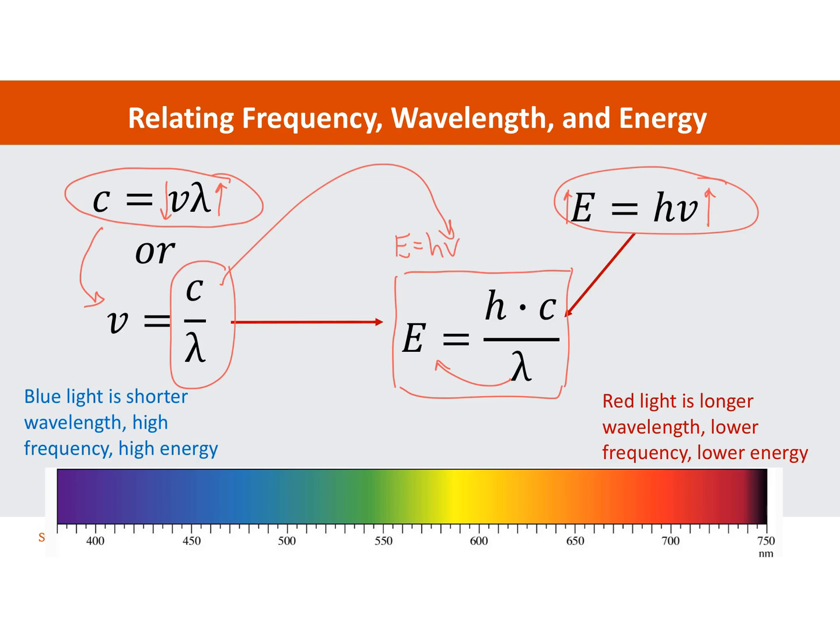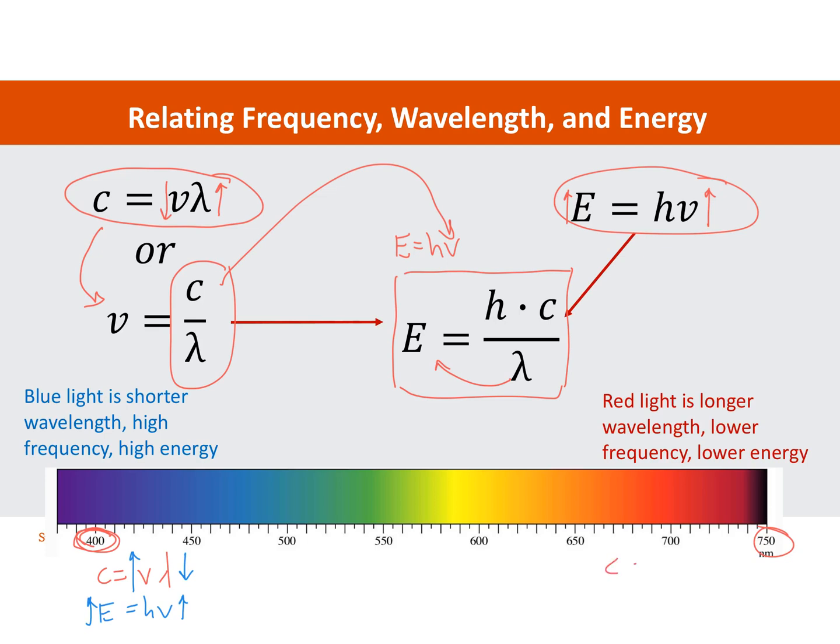Below we have the visible region of the electromagnetic spectrum. An important thing to know is the red region versus the blue region. Blue is about 400 nanometers, so 400 nanometers is a shorter wavelength. Because I have a shorter wavelength, I have a higher frequency, and because I have a higher frequency, I have higher energy when compared to red light.